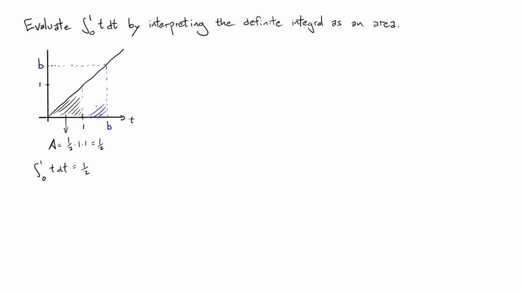Now, I can look at this. This is a triangle. So here, I'll say the definite integral from 0 to b of t with respect to t is, look at the blue triangle. It's got a base of b and a height of b. So this is 1/2 b times b, in other words, b squared over 2.